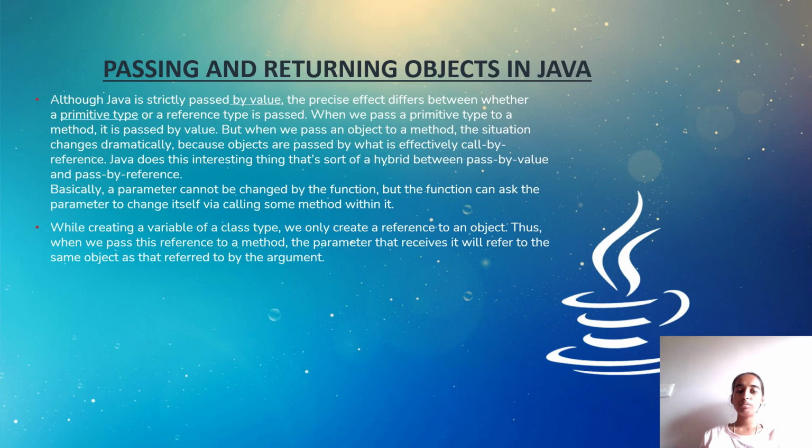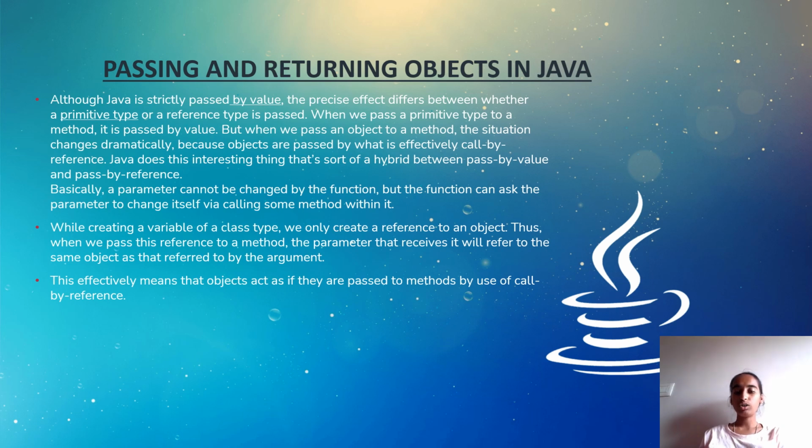While creating a variable of a class type, we only create a reference to an object. Thus, when we pass this reference to a method, the parameter that receives it will refer to the same object as referred to by the argument. This effectively means that objects act as if they are passed to methods by use of call by reference. Changes to the objects inside the method do reflect in the objects used as an argument.